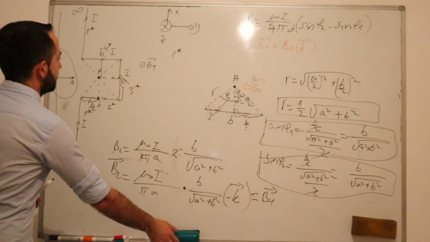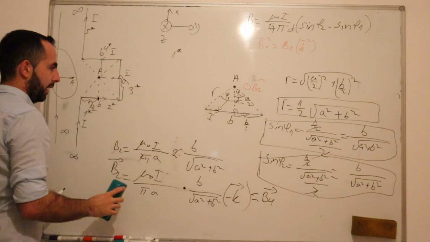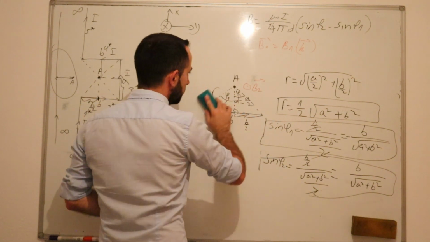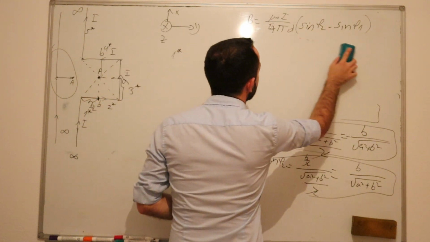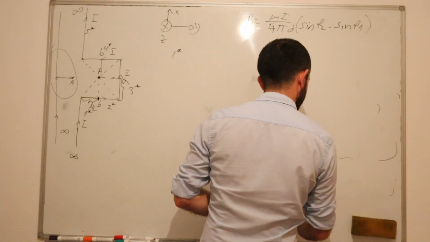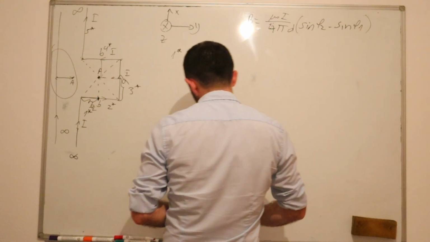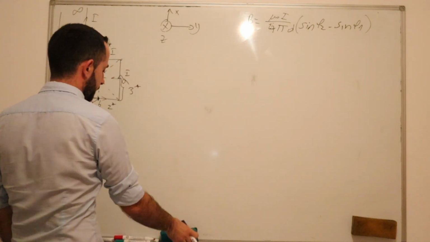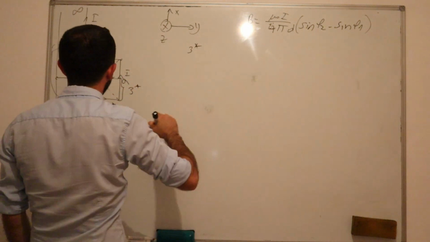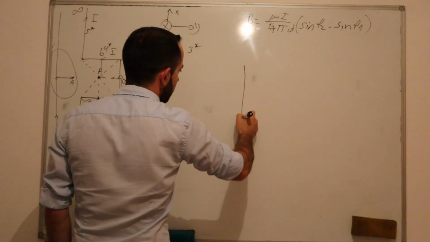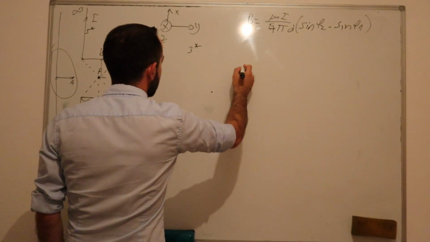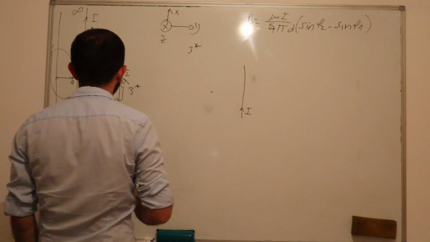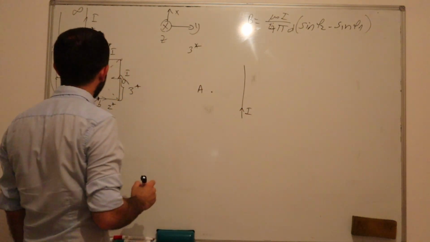Now let's calculate and find the third case. So our third case is this. I have a conductor. Here is the point. This is my current direction, I. This is my point A.